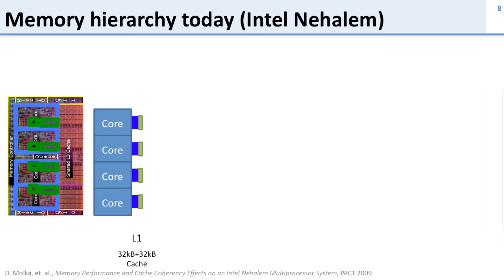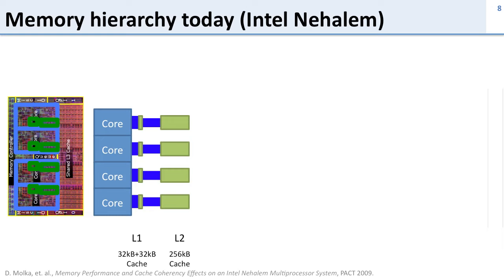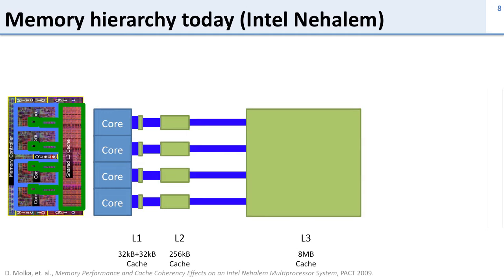They have much larger level 2 caches. So a 256 kilobyte level 2 cache. And then the whole chip has a much larger level 3 cache that all of the cores share. So here's the 8 megabyte level 3 cache. And then finally, all of these are hooked up to an enormous DRAM off on the side.